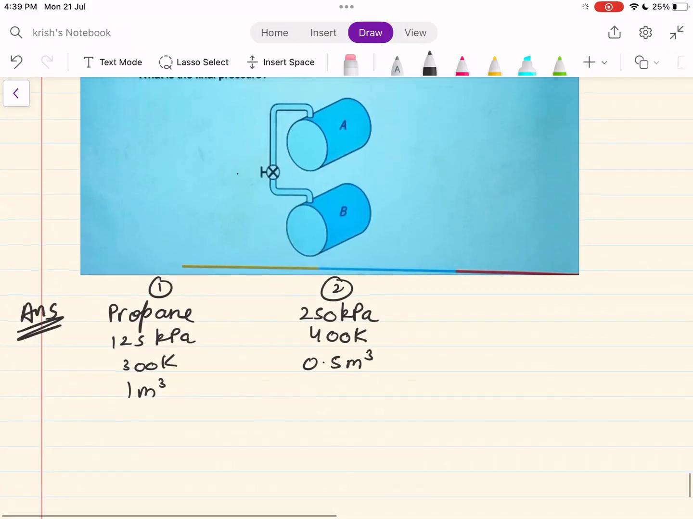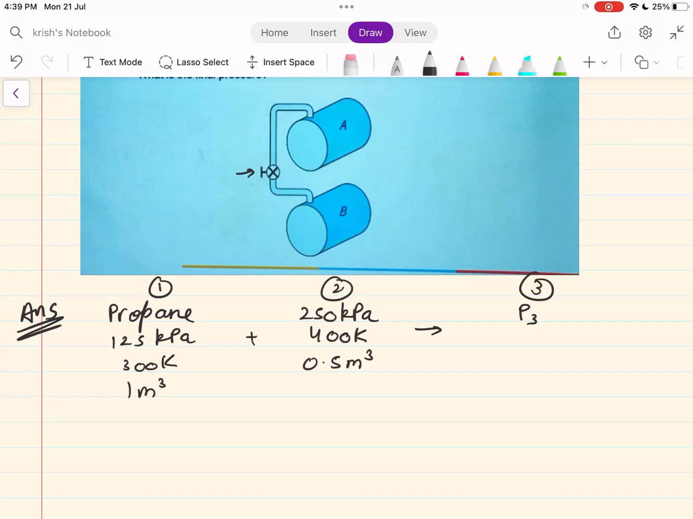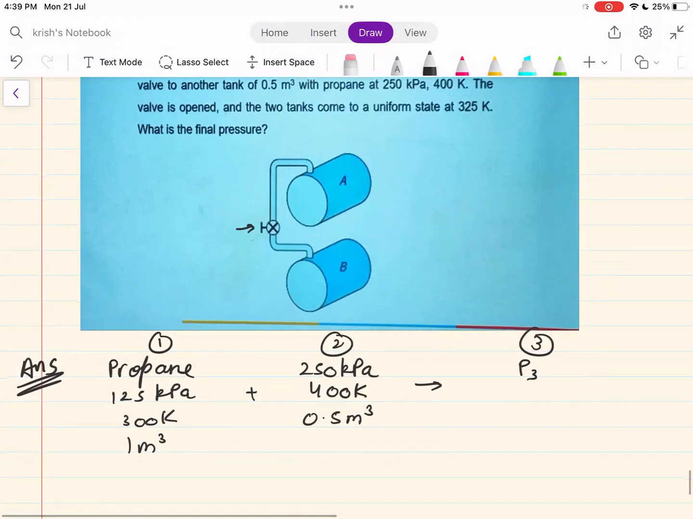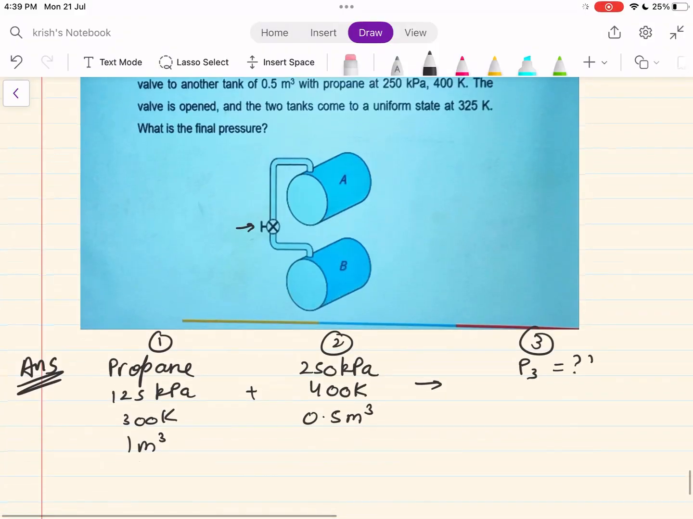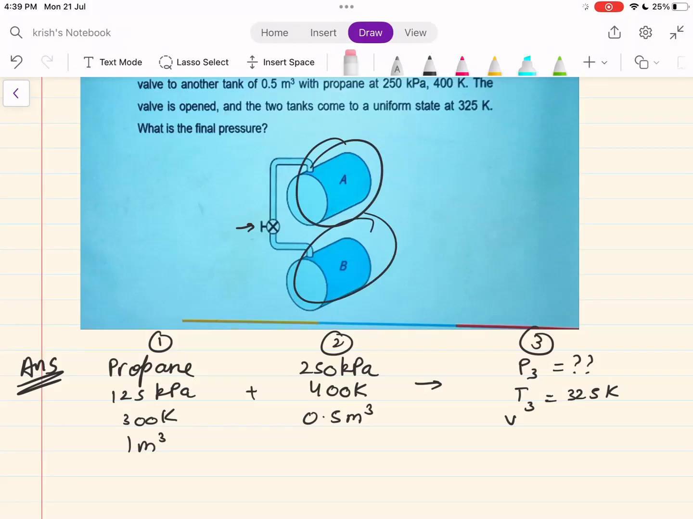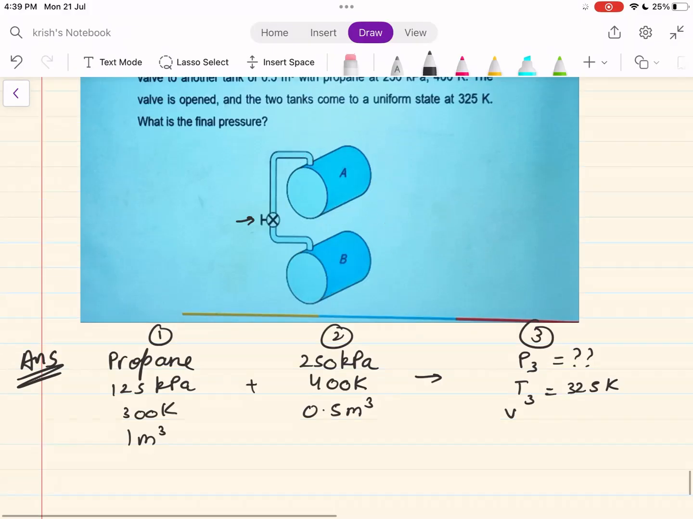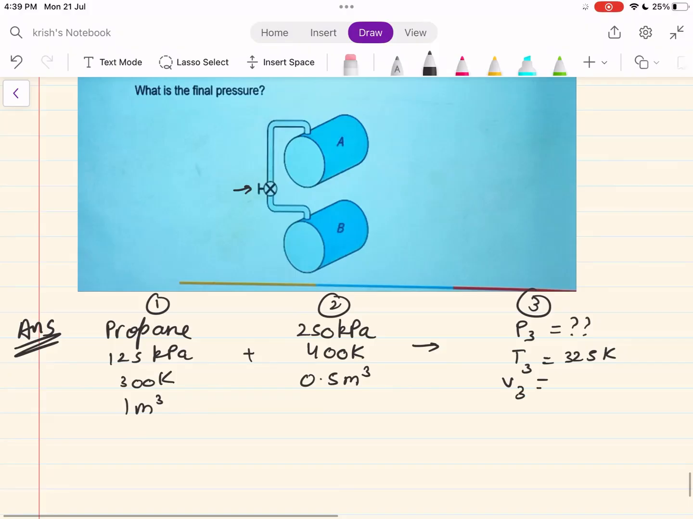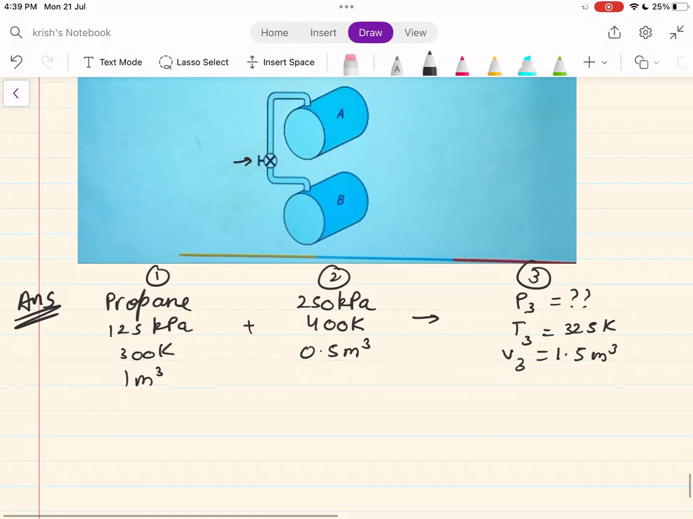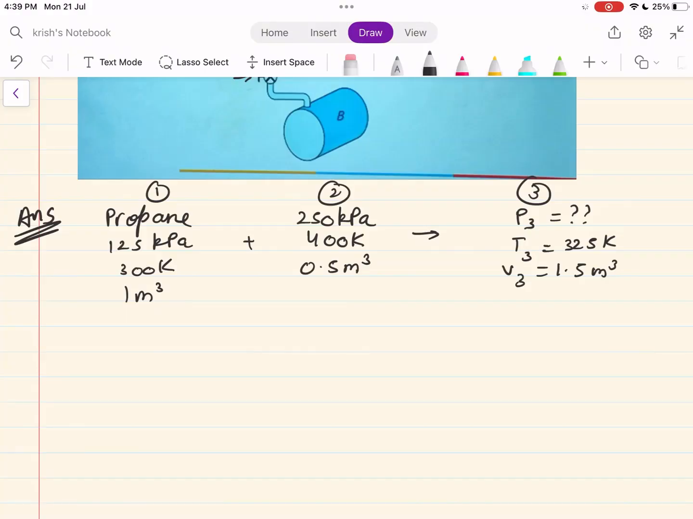Then this valve is opened and they go to a third state with some pressure P3, which is not given to us, which we have to find. The final temperature is 325 Kelvin, and the final volume will obviously be the volume of A plus B, because now they are connected, they behave as one single tank, and equals 1.5 meter cube. So again we do the same thing as above, just slightly more complicated.